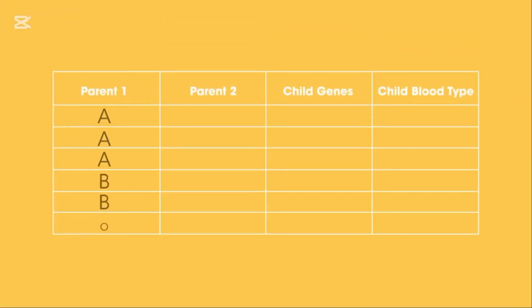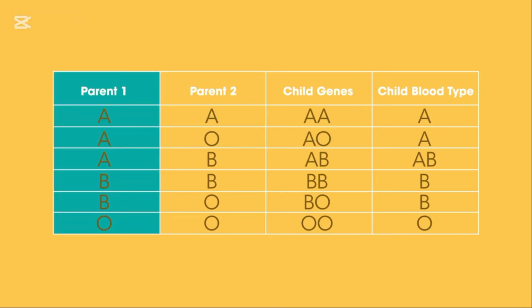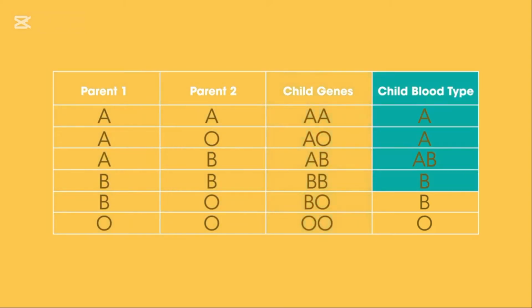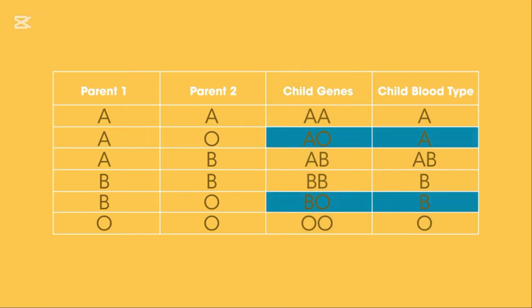Which type of antigen is presented on your red blood cells is determined through inheritance. You inherit one copy of the antigen gene type, or allele, from your mother, and one from your father to give you your genes, which then determines your blood type. See here how AO and BO end up as blood types A or B. That's because the allele from the antigens A and the allele from the antigens B are both dominant over the allele for no antigens O.